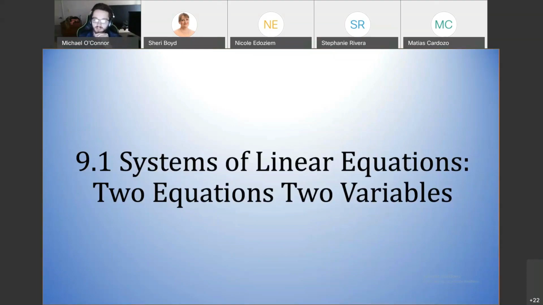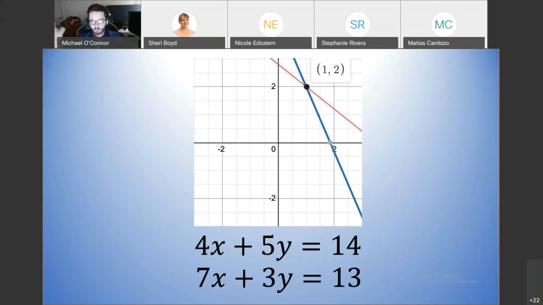So, okay. Basically, I want to show visually what we are trying to do. I have two lines here: 4x plus 5y equals 14, and 7x plus 3y equals 13. And then I have a graph up here of these lines. Does anybody want to tell me which one is blue and which one is red? Which one of these is the blue line? Which one's the red line? Is the blue line the first one?